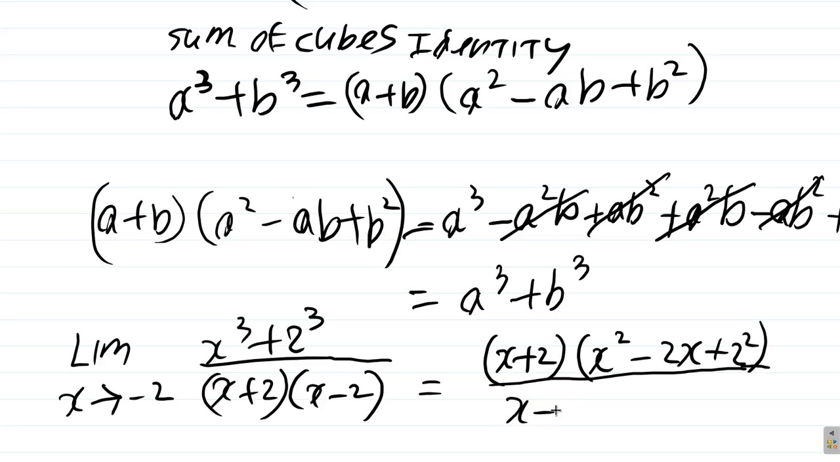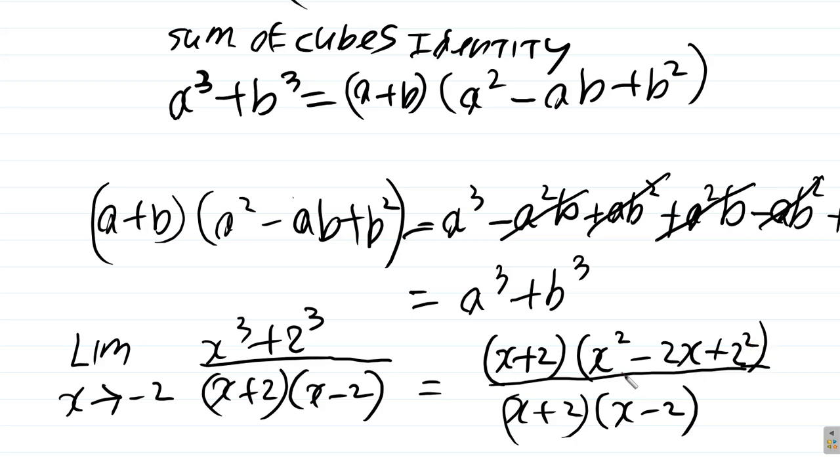And that's over x plus 2, x minus 2. You see that? This part, the x cubed plus 2 cubed, is like a cubed plus b cubed. A plus b, you have x plus 2. And then this part here.